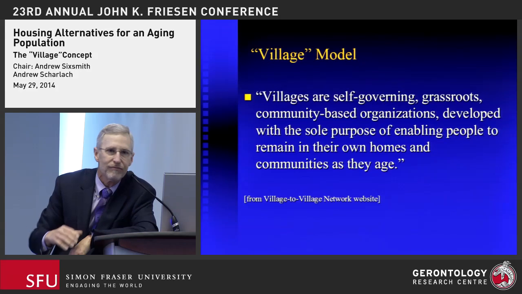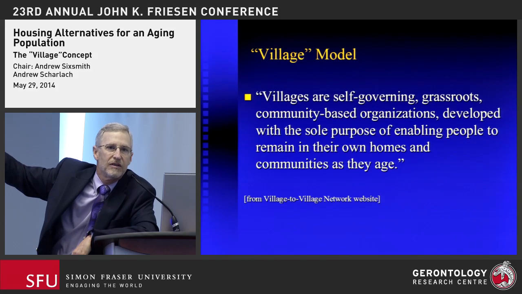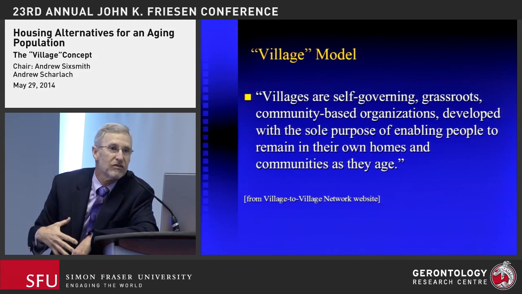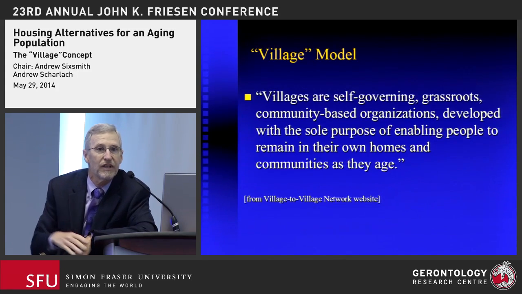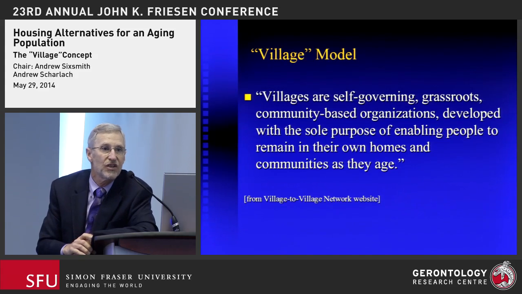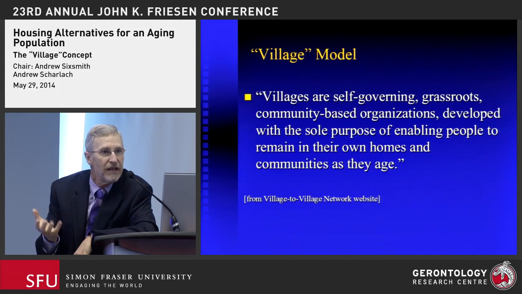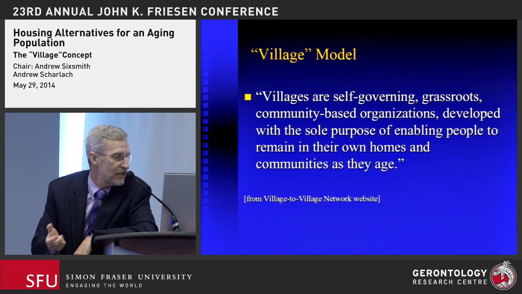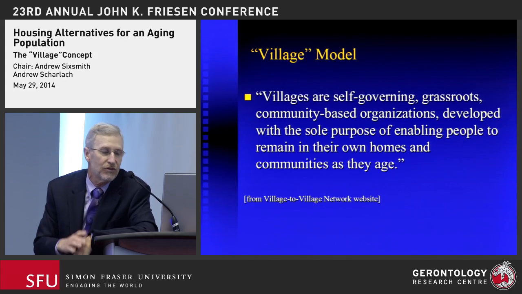So what are the hallmarks? Number one, it's grassroots. These are organizations that are developed by older adults living in a particular area for older adults living in that area. They're self-governing. The members develop the organization. They figure out how they want it to be, what they want it to be. They're in charge of it. They govern it. They're the board of directors, etc. They hire helpers. And the main purpose is that people should be able to age in place and stay connected to one another and to their communities as they get older.